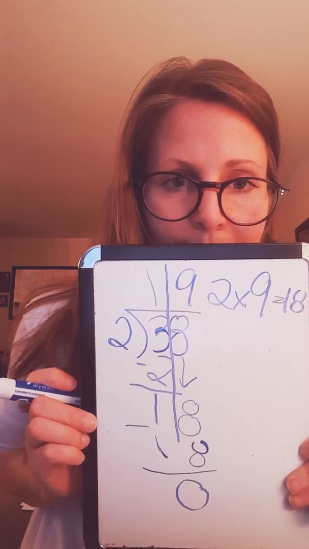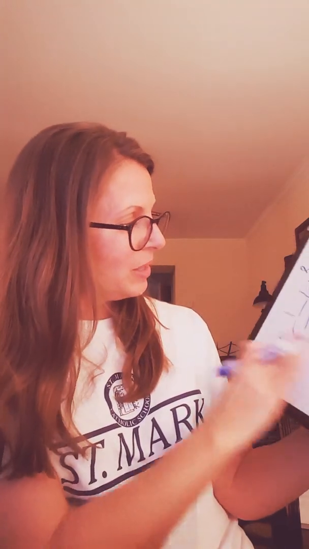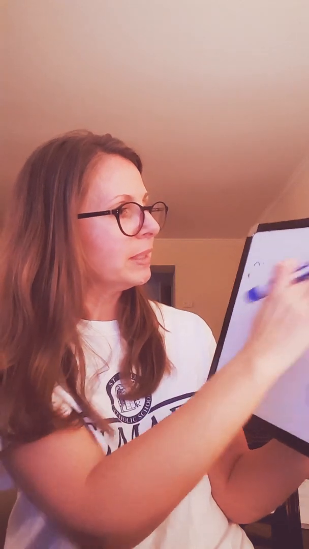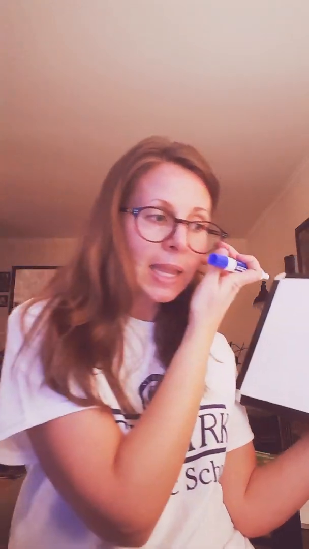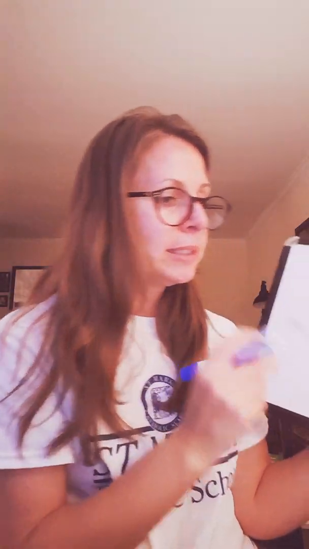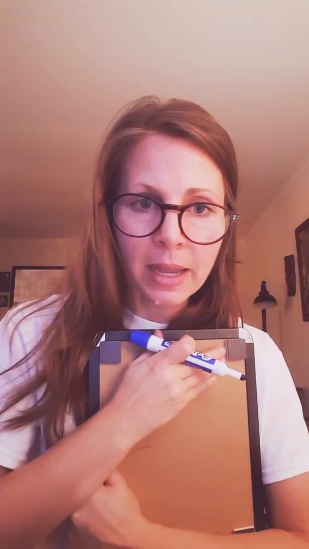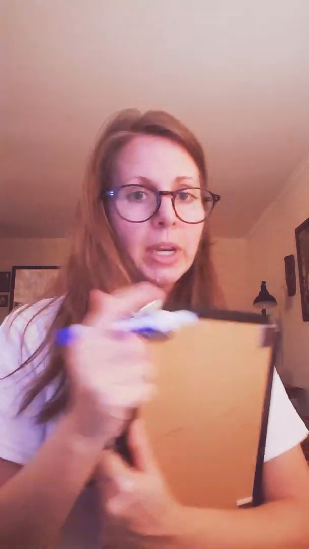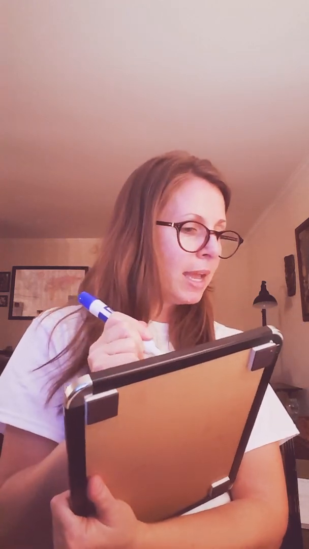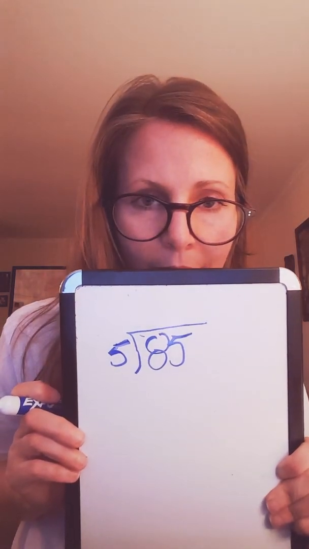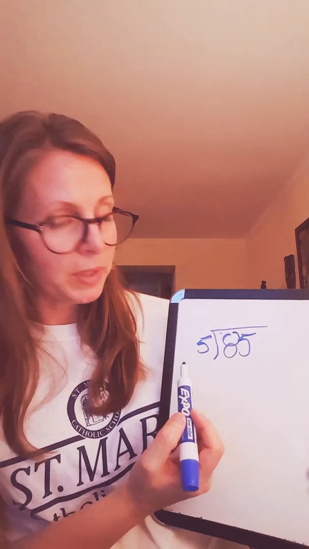Is that what you got? Let's do one more together. All right, let's work on, write down 85 divided by 5. Okay? 85 is the dividend, and the divisor is 5. Is this what you wrote? Good. Okay. First things first, we divide.